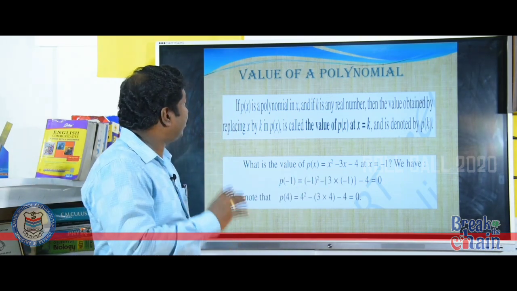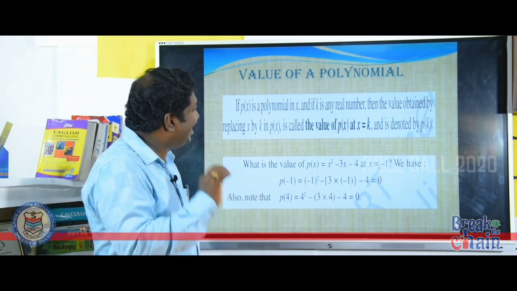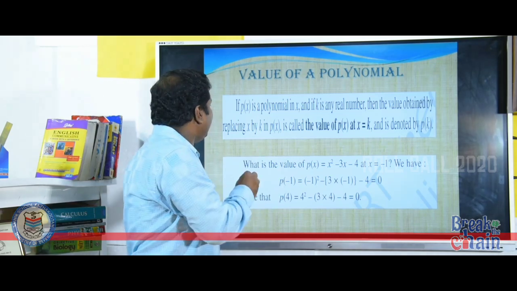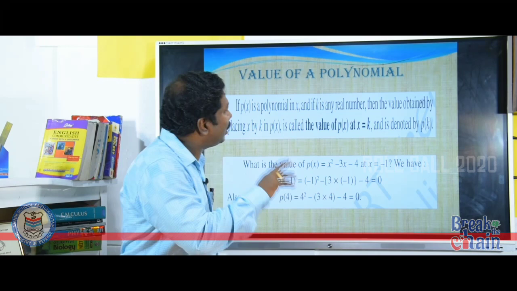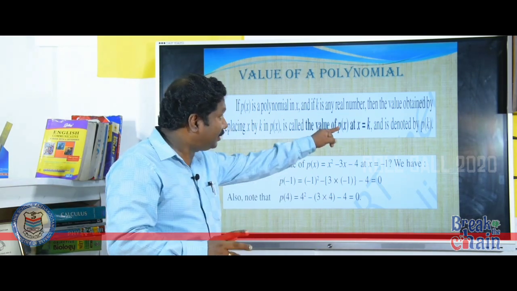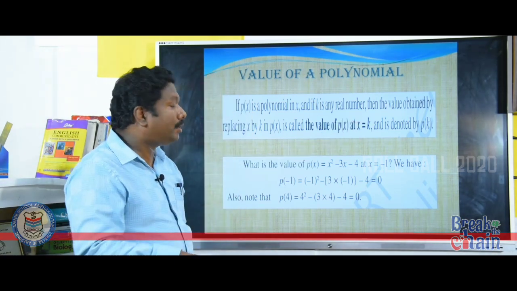So, once again the definition of the value of a polynomial. If p of x is a polynomial in x and k is any real number, then the value obtained by replacing x by k in p of x is called the value of p of x at x equal to k. This is very important. It is denoted by p of k.